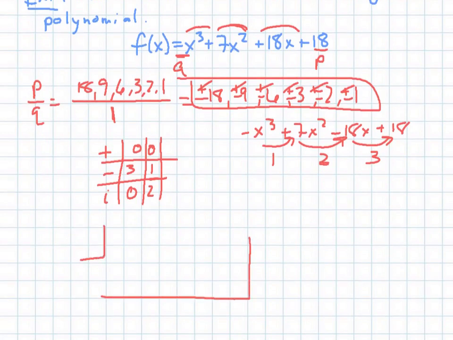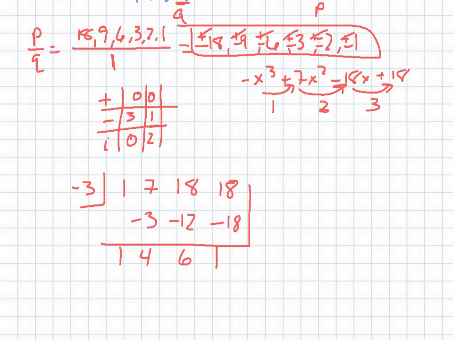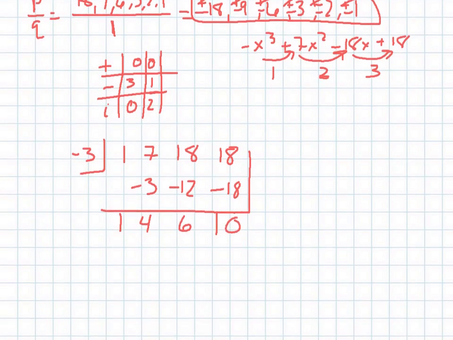So now we need to just set up our synthetic division. So I get 1, 7, 18, and 18. Okay, so here we need to choose a value. Let's choose negative 3. So add down 1, multiply gets me negative 3, add down gets me 4, multiply gets me negative 12, add down gets me 6, multiply gets me negative 18, and adding down gets me 0. So this must be a 0 for my solution.